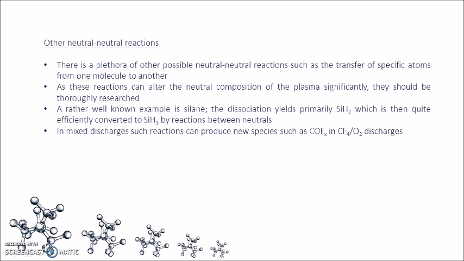There is a plethora of other possible neutral-neutral reactions, typically a transfer of specific atoms from one molecule to another. Going into detail here is beyond the scope of this tutorial, as the reactions can alter the neutral composition of the plasma significantly. They should be thoroughly researched. A rather well-known example is silane. The dissociation yields primarily SiH2, which is then quite efficiently converted to SiH3 by reactions between neutrals. Also note that in the mixed discharges, such reactions can produce new species, such as COFx in the CF4/O2 discharges.